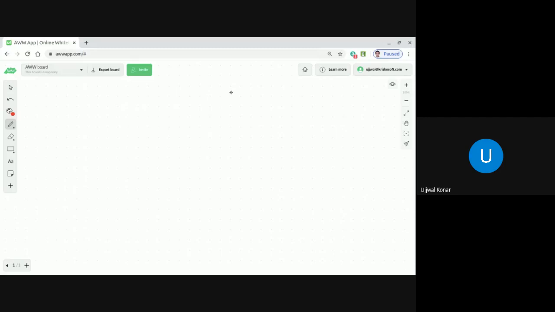Suppose a question is given to you. Find the nth term of the series. What is the series given? 3, first term; second term 7; third term is 13; fourth term is 21; fifth term is 31, and so on.